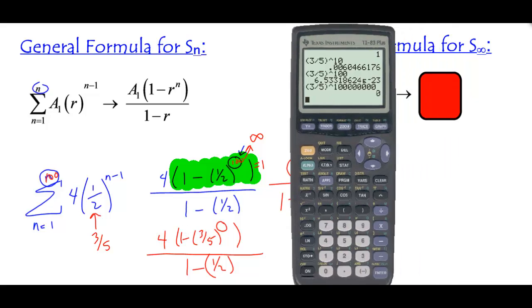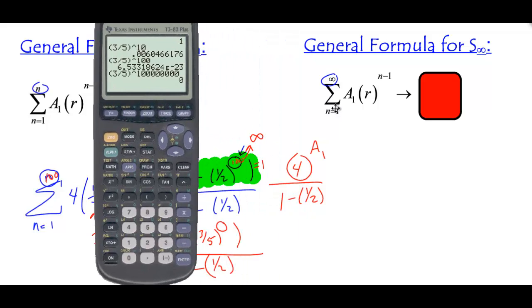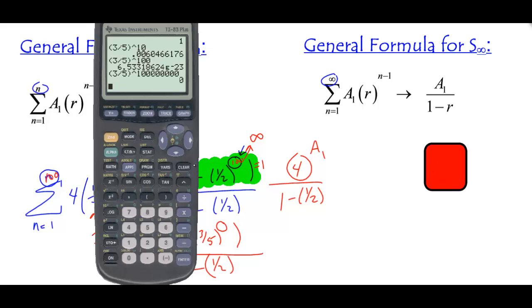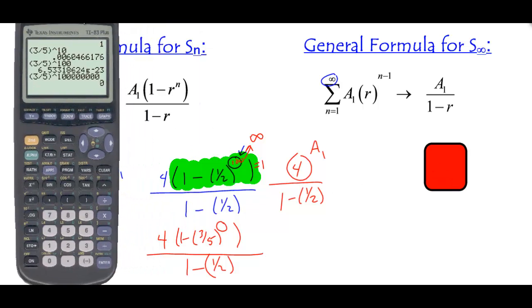So what happens when I make this go from 1 to infinity? The only thing that changes is I don't have to worry about this parentheses. I don't have to worry about 1 minus r to the nth power, because this is going to eventually approach the number 1. Well, 1 times a sub 1 is just a sub 1. So when we are dealing with an infinite geometric series, actually our problem gets a lot easier to solve.